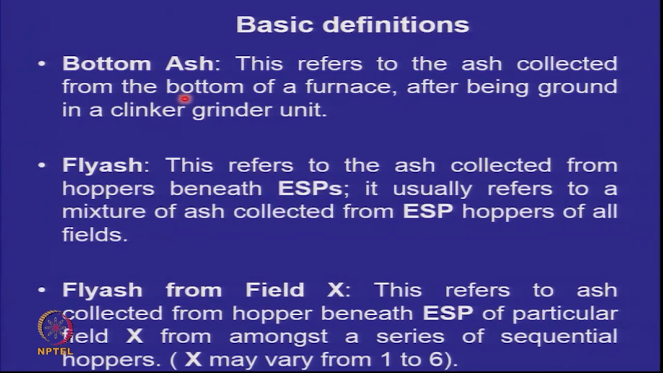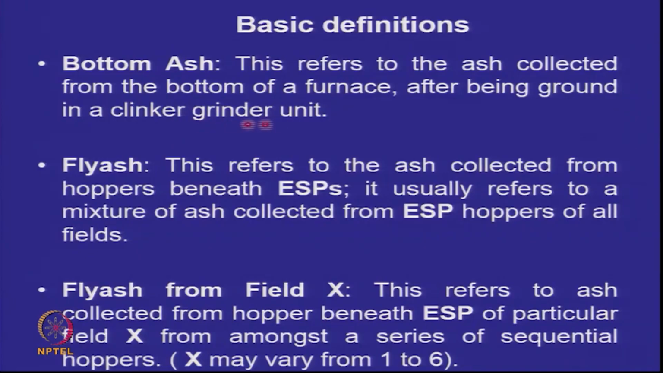Bottom ash refers to the ash collected from the bottom of a furnace after being ground in a clinker grinder unit. So at the bottom of the furnace or the boiler, large chunks of material fall. They may be cobble sized, but there is a grinder at the bottom. You grind these and then there's a sieve. So typically 1 to 2 inch is the mesh size of the sieve.